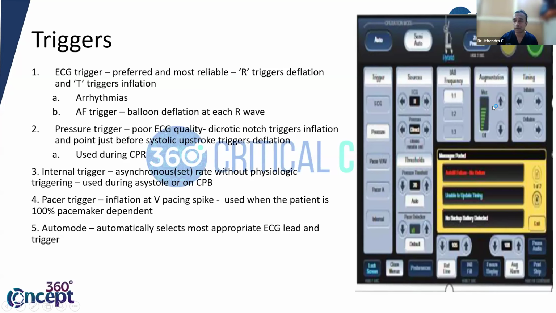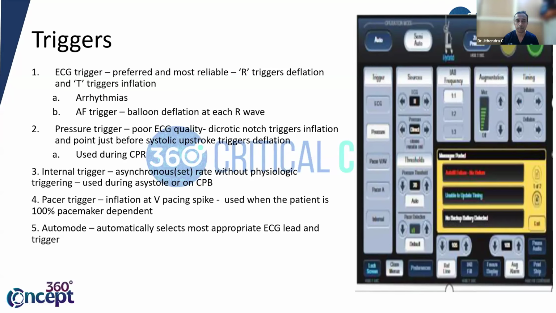You can increase or decrease the amount of augmentation, meaning the amount of support you are providing to the patient. Usually we keep the augmentation at 100%, and when we are weaning off, we usually change the frequency rather than reducing the augmentation. If there is any abnormality in the timing of your inflation and deflation, you have an option on the interface of the console to change the timing. Here you can see inflation and deflation; you can increase or decrease each. These are common settings, and you should know these terminologies.